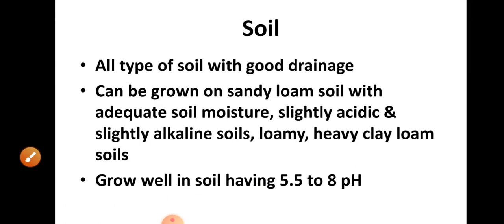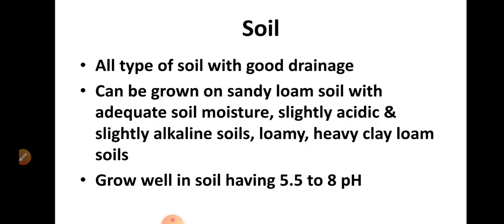Okay, here is the next, soil requirement of this sesamum crop. We can cultivate this crop on all types of soils, but that soil should have good drainage capacity. So we can grow this crop on sandy loam soils with an adequate amount of soil moisture. We can even choose slightly acidic to slightly alkaline soil, loam type of soil. Heavy clay loam type of soils are also used for cultivation of this crop.